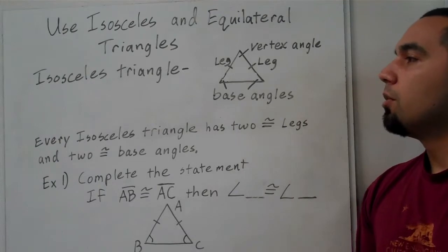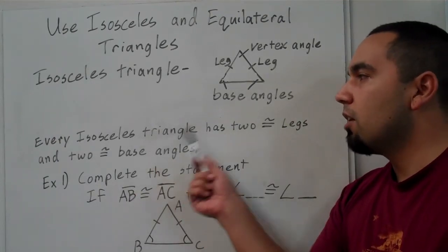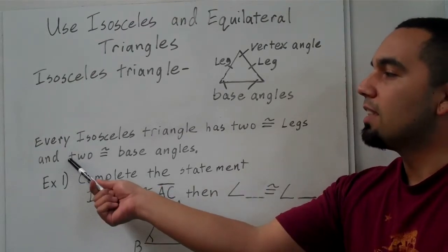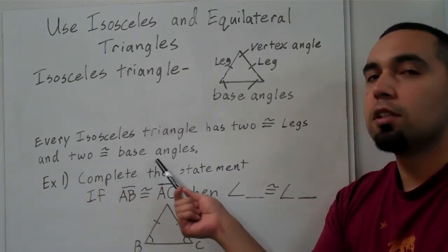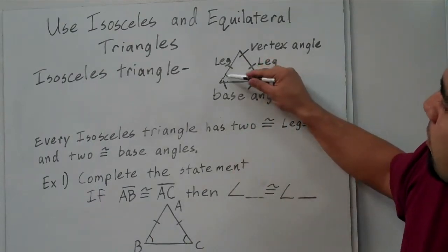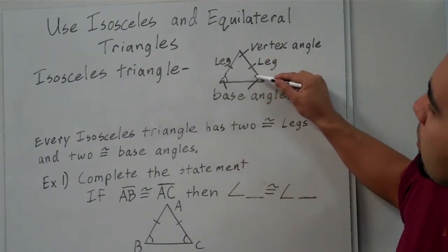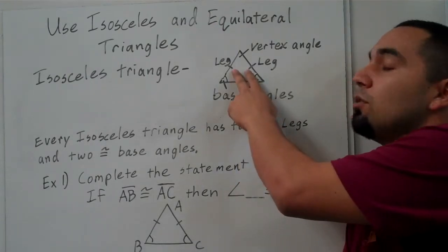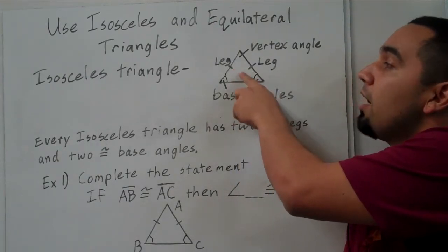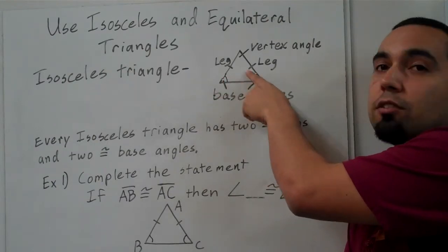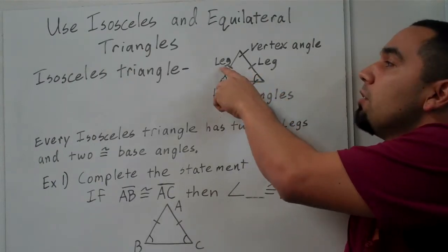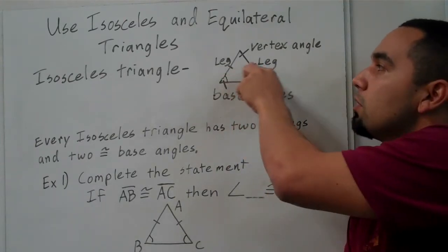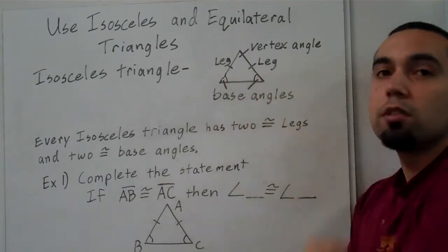Okay? So the new thing is that every isosceles triangle has two congruent legs, but it also has two congruent base angles. So this angle right here is congruent to this angle. And the reason is actually because of these two congruent sides. This side is the opposite angle of this leg, and this is the opposite angle of that leg. Because they're opposites of each other, since this one's congruent to this one, the angles are congruent.